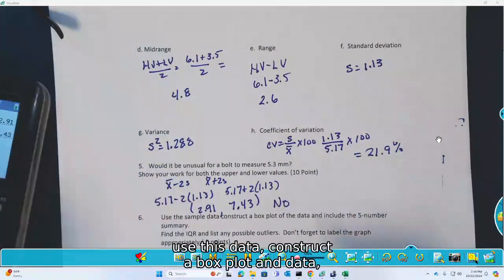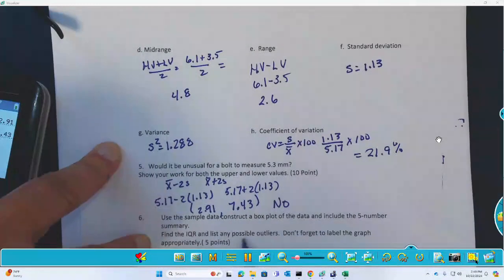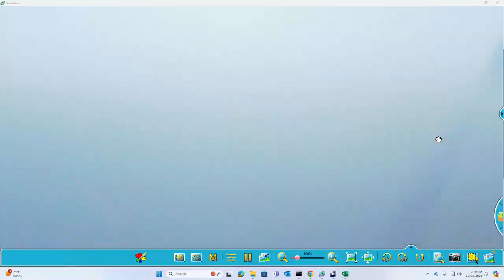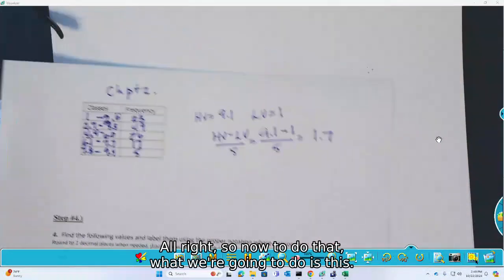Now it says here, use this data, construct a box plot, and include the 5-number summary. Okay, find if there are any outliers. All right, so now to do that, what we're going to do is this.